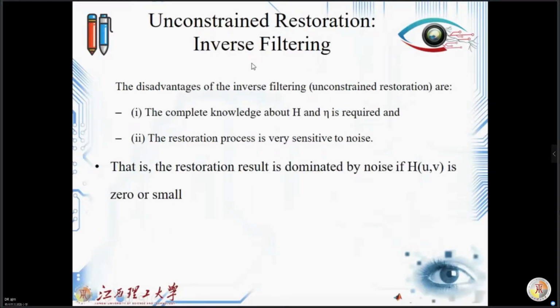Then there are some disadvantages for this inverse filtering or unconstrained restoration. First, complete knowledge about H and eta is required. Second, this restoration process is very sensitive to noise. The restoration result is dominated by the noise if H(u,v) is 0 or small. Remember that the sensitivity of the method to noise is not good. It means that it will somehow make the output unstable, which is obvious, as it can happen in any system related to noise.